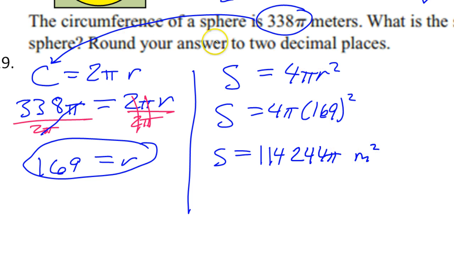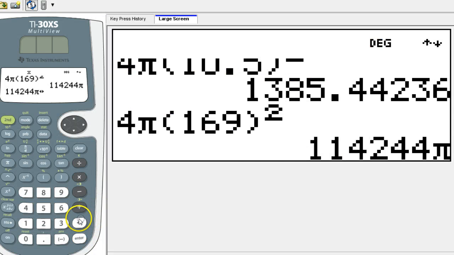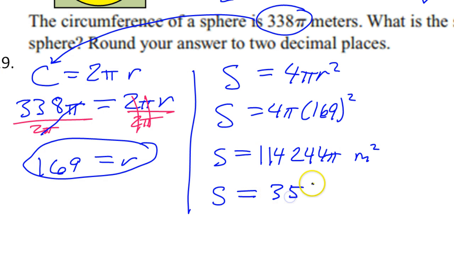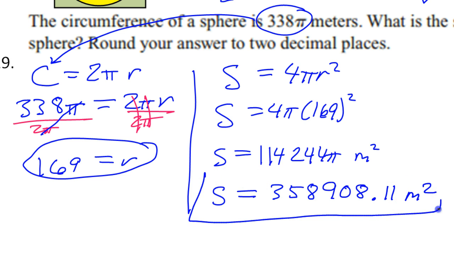But they did say round your answer to 2 decimal places. So like on the test, if it specifically says 2 decimal places, definitely go ahead and give me those decimals instead. Okay? If you put both answers down, as long as they're both right, you're safe. 358,908.11. Okay, so that is the answer to number 29.